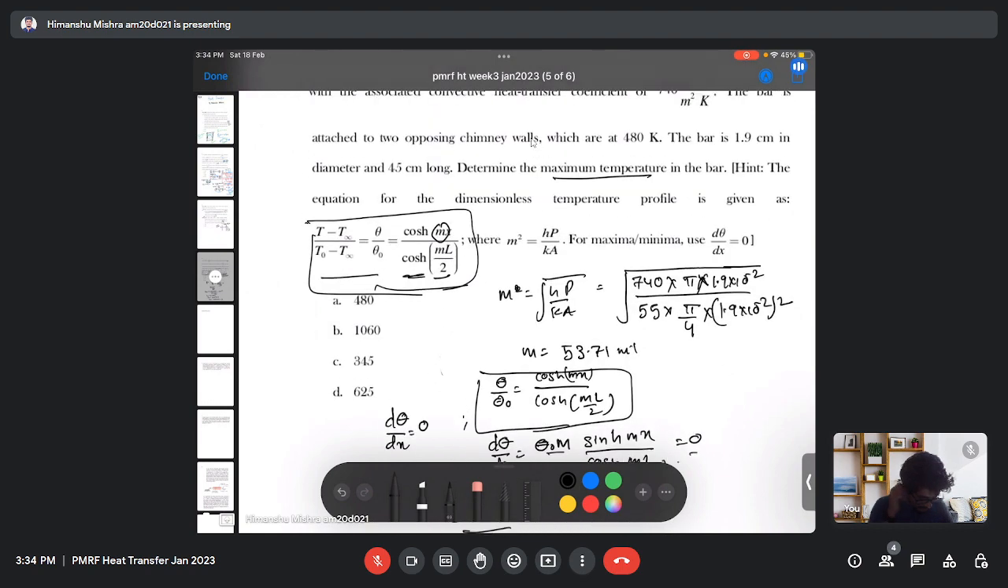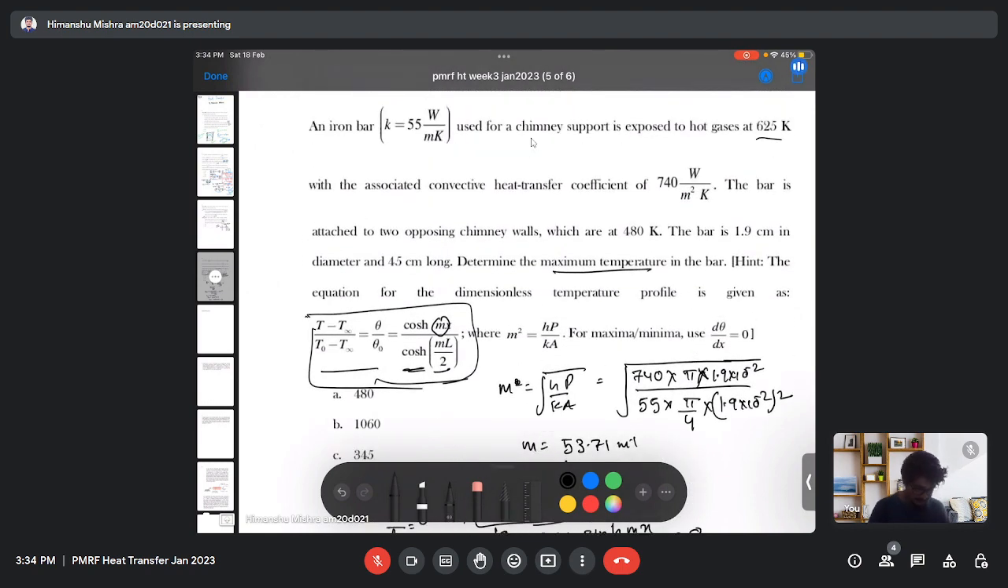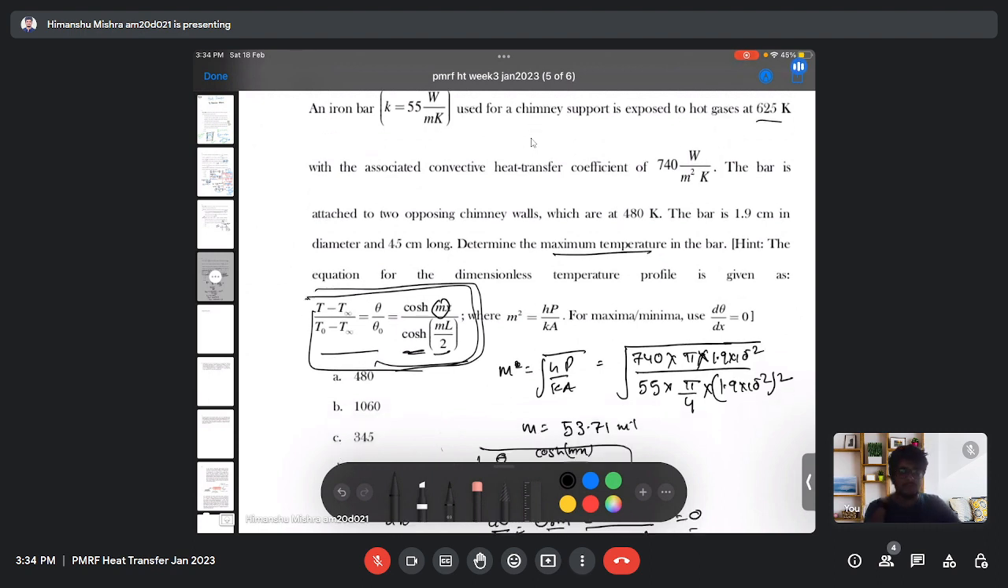So here in this question, again, I will revise. We have been given a fin and a temperature profile of the fin, and we have been given the thermal conductivity and the heat transfer coefficient, and we are asked to solve for the maximum temperature. So for the maximum temperature, we need to calculate the slope of the temperature profile by taking its derivative with respect to x and equate it to 0. By doing this, we can find the value of x at which the temperature is maximum. Once we get the x, we just need to put the x in the temperature profile to find the temperature.